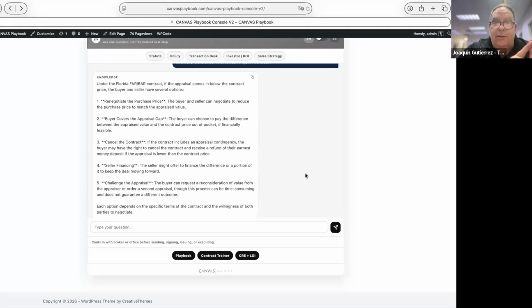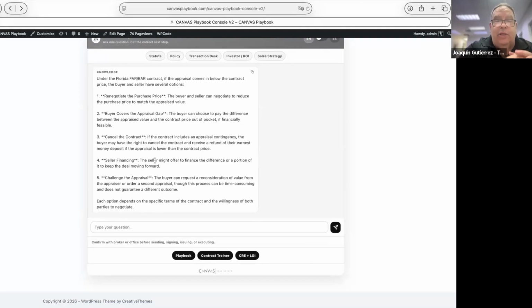Renegotiate the purchase price, buyer covers the appraisal gap, cancel the contract, seller financing, the seller might offer to finance the difference or a portion of it to keep the deal moving forward, challenge the appraisal, the buyer can request a reconsideration of value from the appraiser or order a second appraisal. This process can be time consuming and does not guarantee a different outcome. Each option depends on the specific terms of the contract and the willingness of both parties to negotiate, right?